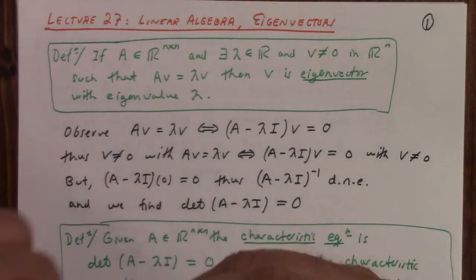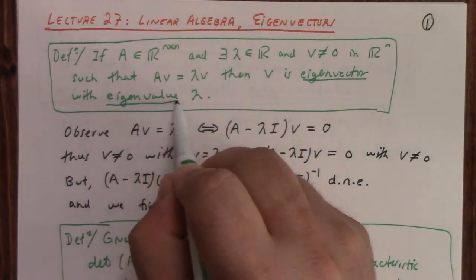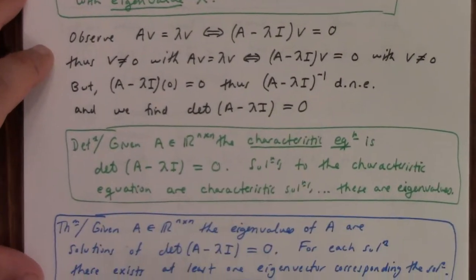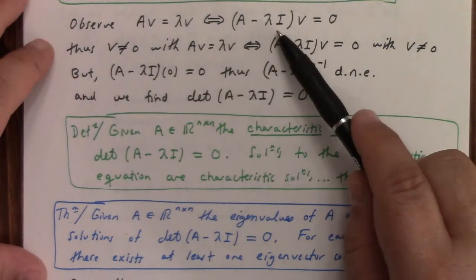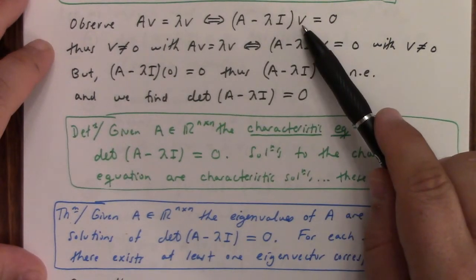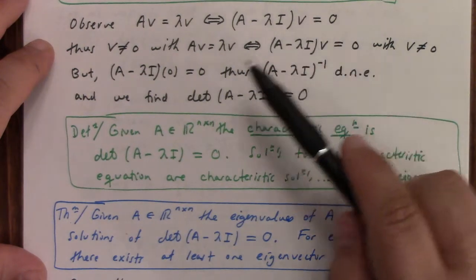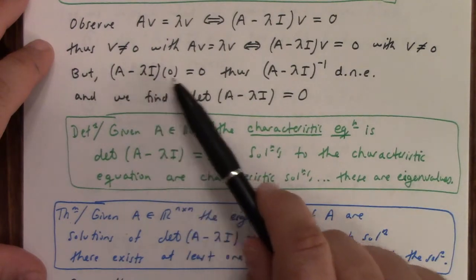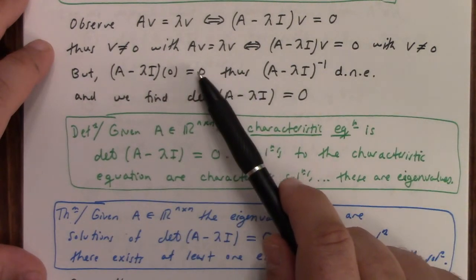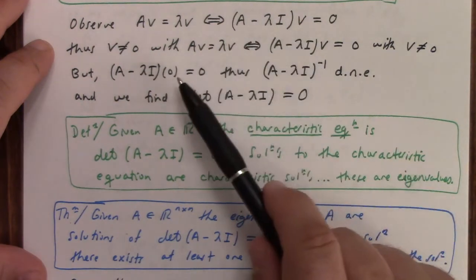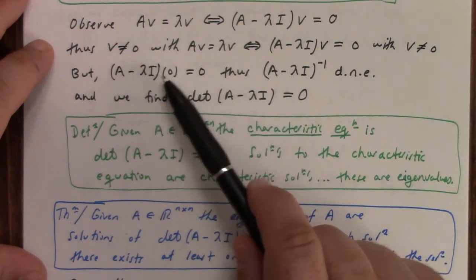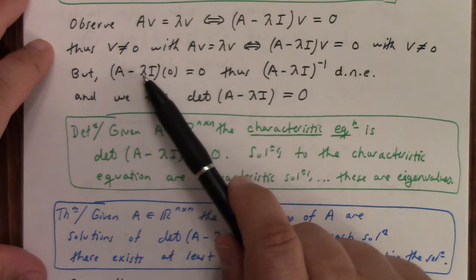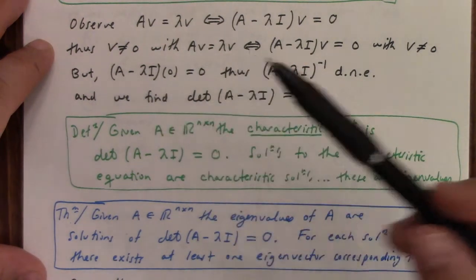Now, first of all, if that's the case, then notice what happens. AV equal to lambda V is equivalent to A minus lambda times the identity matrix, all times V equal to 0. But the thing is, 0 times this matrix is also 0. So we have that the matrix A minus lambda I does not have the unique solution of 0. It has more than one solution. And if we're working over the real numbers, if you have more than one solution to the homogeneous problem, it follows that the matrix inverse does not exist.